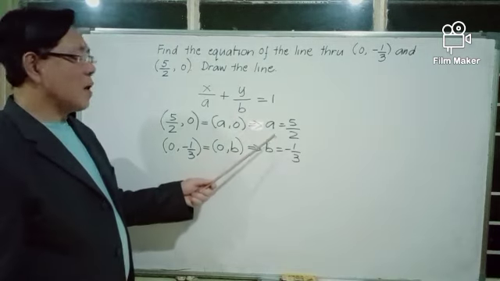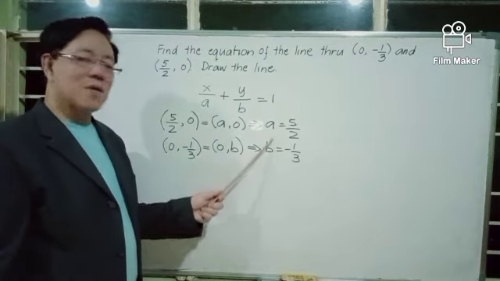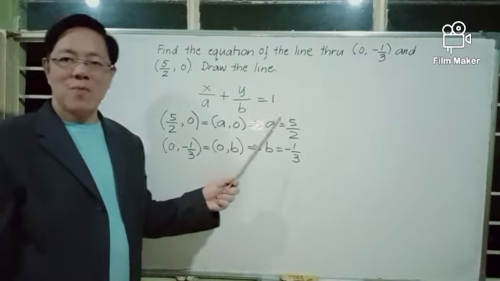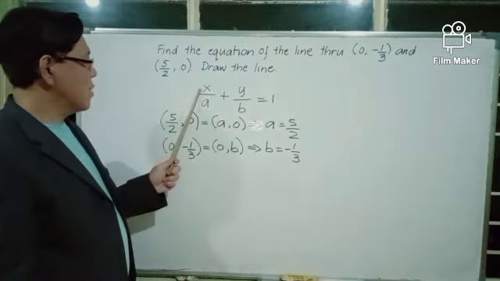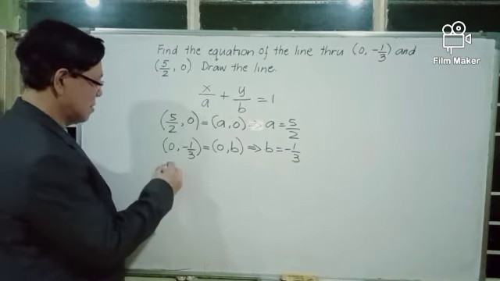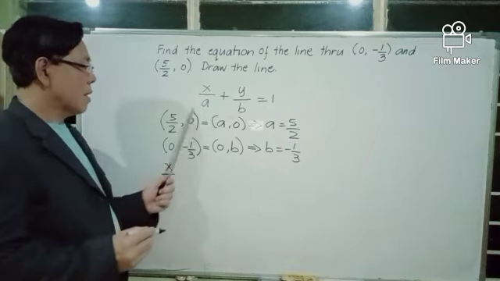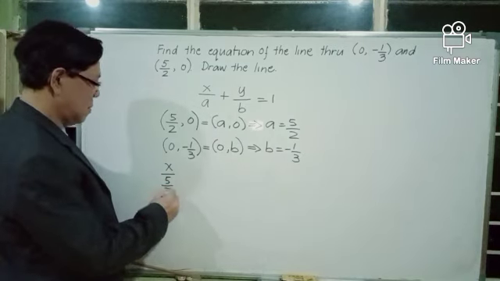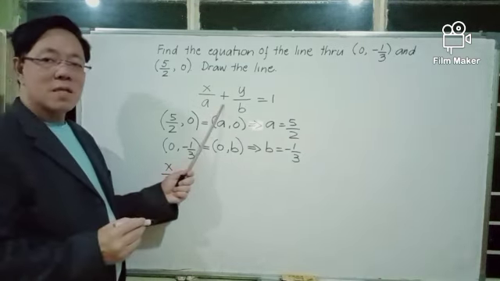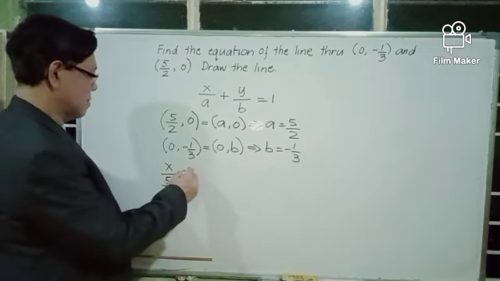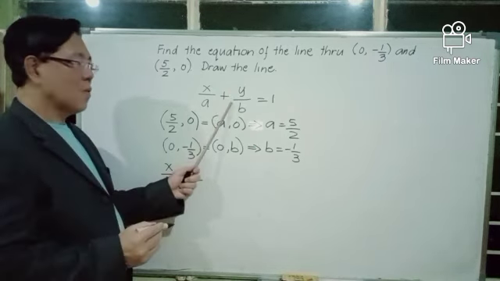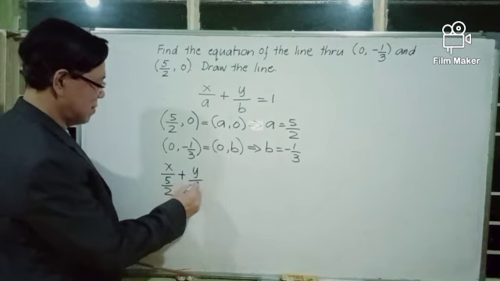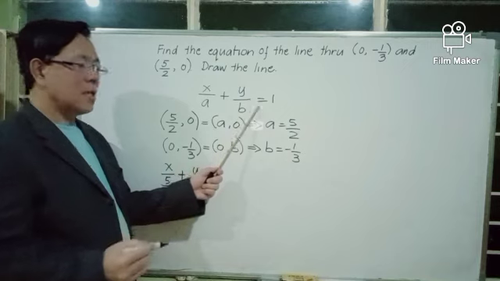We substitute these values of a and b into this intercept form of equation of the line. We have x over a. a is 5 over 2, plus y over b. Our b is negative 1/3, equals 1.